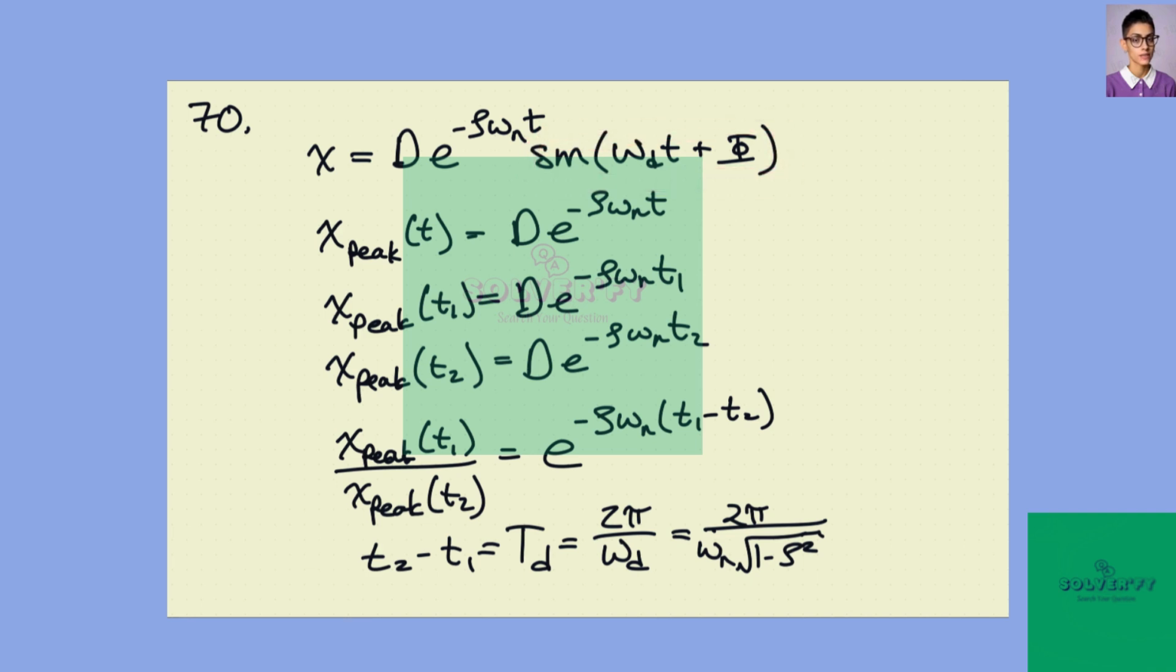So our peaks are just given by this expression, and so we have exponentially decaying. Each peak decays as an exponential. So the first peak at T1 and the second peak occurs at T2. And so the ratio, again using the ratio, D cancels out, and then we can use our properties of exponential functions to write it this way.